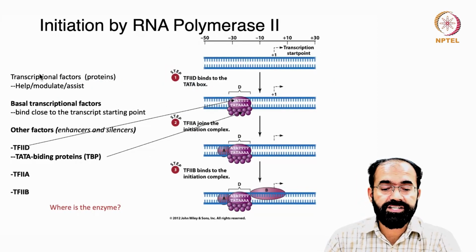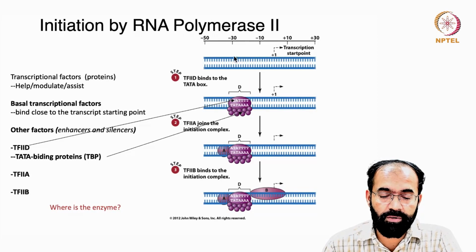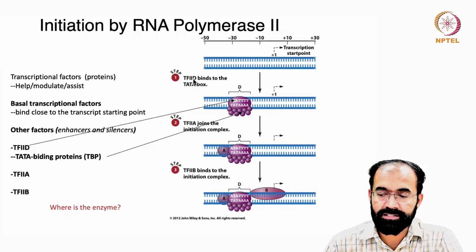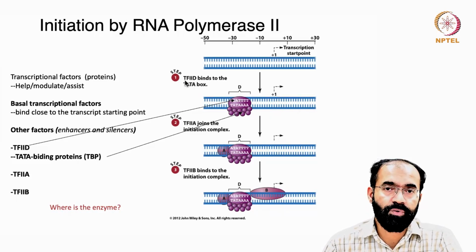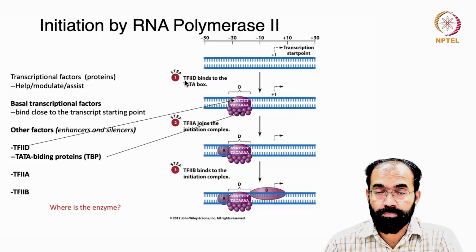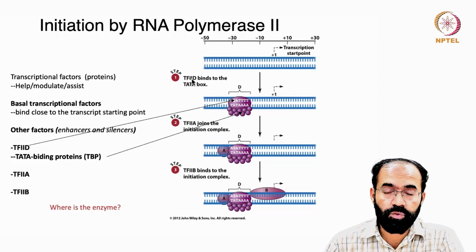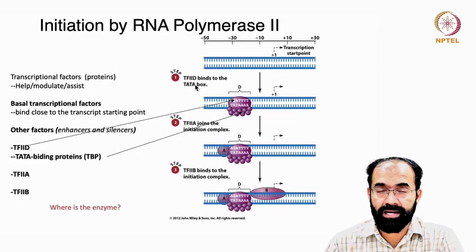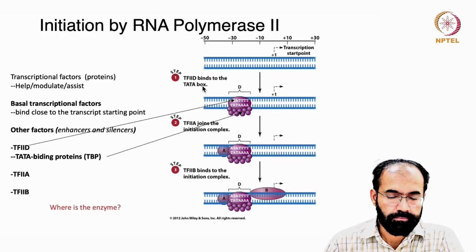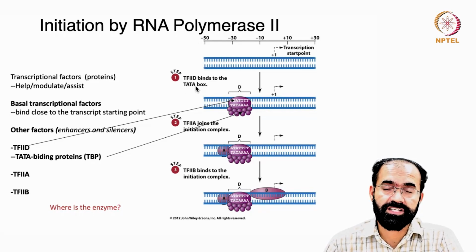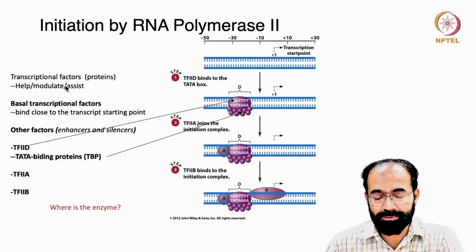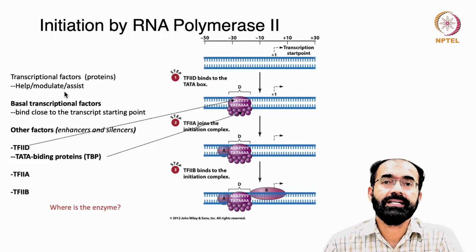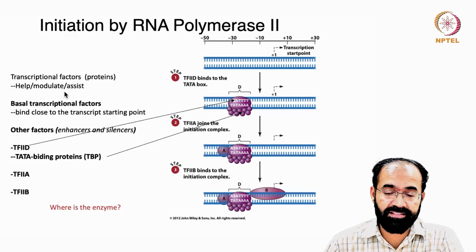If you see initiation of transcription by RNA polymerase II, it starts with one component of the RNA polymerase. There are 12 different subunits in the RNA polymerase complex. TFIID is an initiator molecule of RNA polymerase II transcription. It binds onto the TATA box region of the promoter. And transcription factors are nothing but proteins that help or modulate the transcription of mRNA in this case.